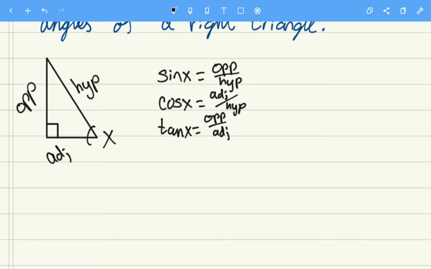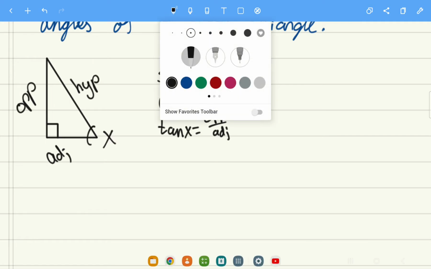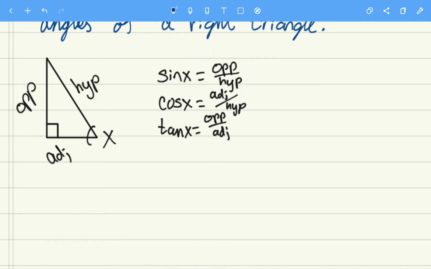What you hopefully remember by now is that sine of x equals the opposite over the hypotenuse, cosine of x is the adjacent over the hypotenuse, and tangent of x equals the opposite over the adjacent. All three of these are ratios that can be used to figure out the different parts of a right triangle.